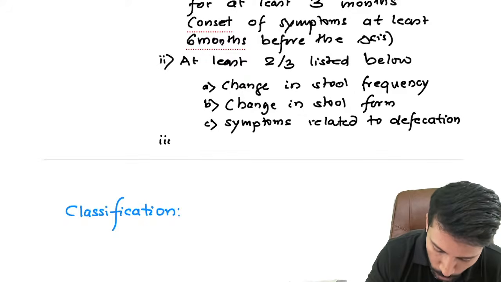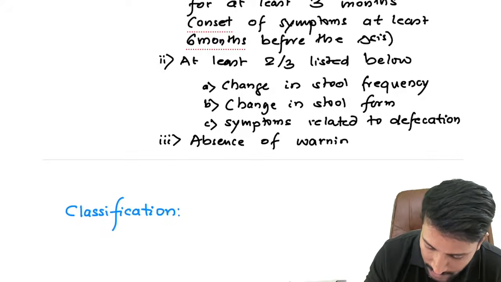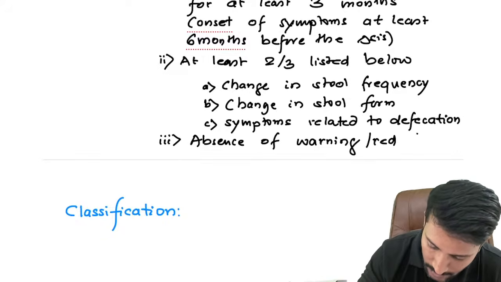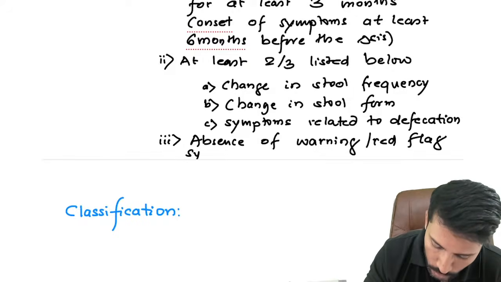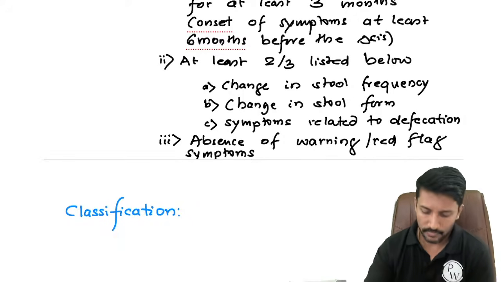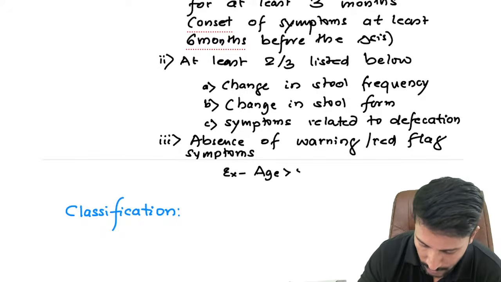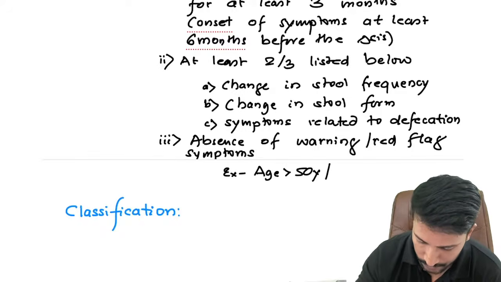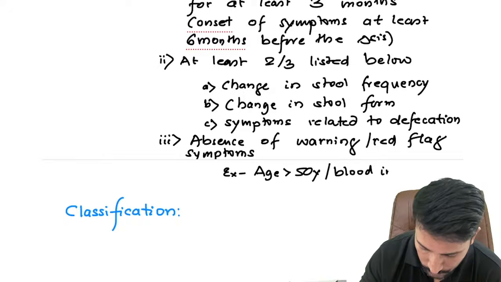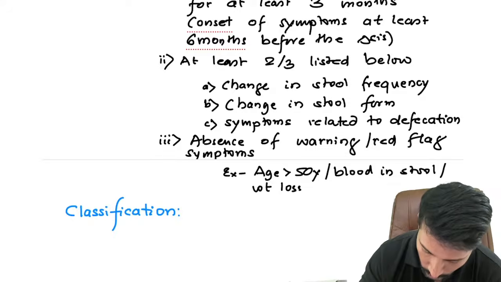Then we have one more important point here. Absence of warning or red flag symptoms. Now, what do I mean by that? These are the symptoms which are suggestive of an alternate diagnosis. Let us say that I have got a patient with, we will write just a few examples, age of the person more than 50 years, or blood in stool, or weight loss, or fever.